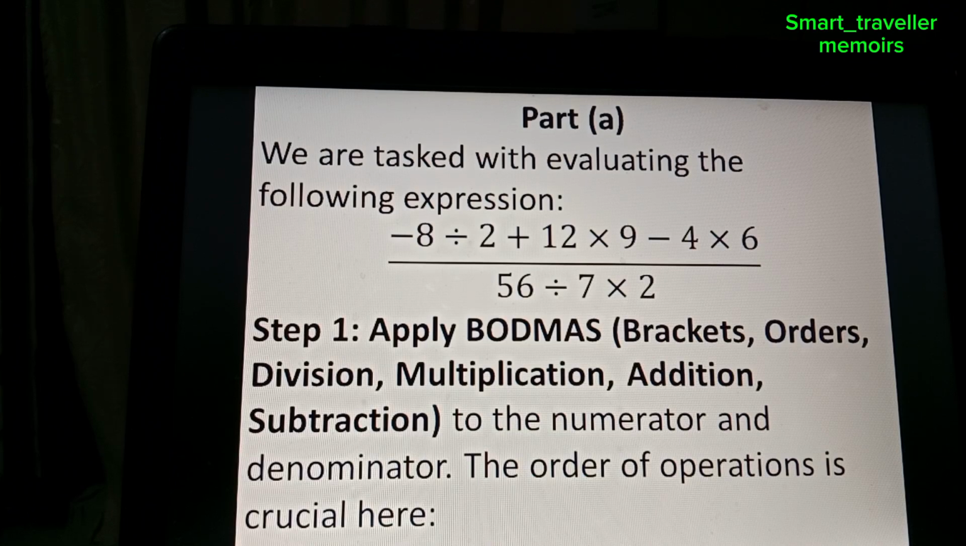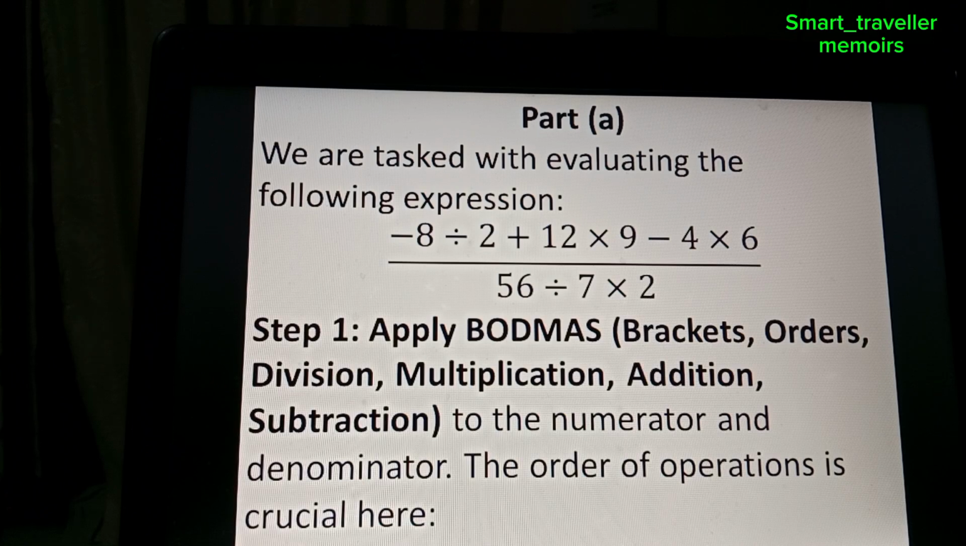We are tasked with evaluating the following expression: (-8 divided by 2 plus 12 times 9 minus 4 times 6) is the numerator, and the denominator is 56 divided by 7 times 2. In solving this question, step 1, you apply BODMAS, which is short for brackets.